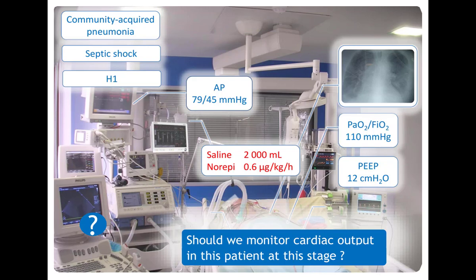Now, such a patient comes to you: community acquired pneumonia, septic shock with a low blood pressure, you've already given saline, you're giving norepinephrine, the PF ratio is totally short, 110, the PEEP is 12. Should we monitor the cardiac output at this stage? How many people agree with this? Do you think this patient requires specialized monitoring, or do you think further resuscitation is indicated before we go in for specialized monitoring? Why?